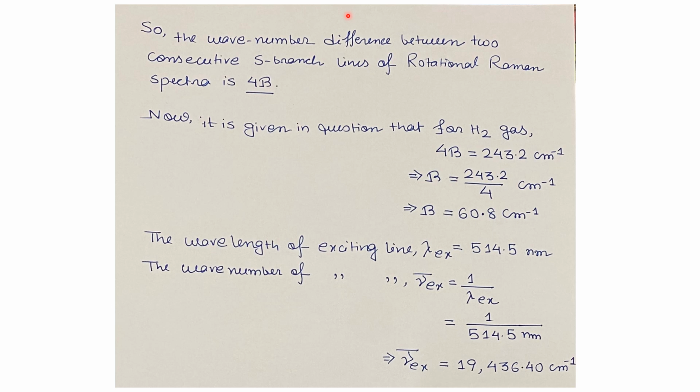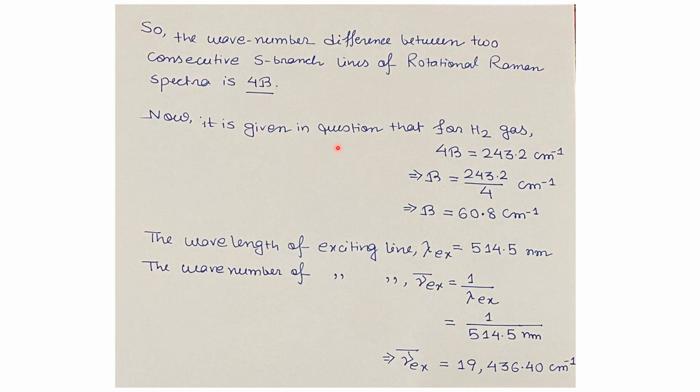Now, coming to the solution part of the given question. We have already seen that the wave number difference between two consecutive S branch lines of the rotational Raman spectra is 4B.